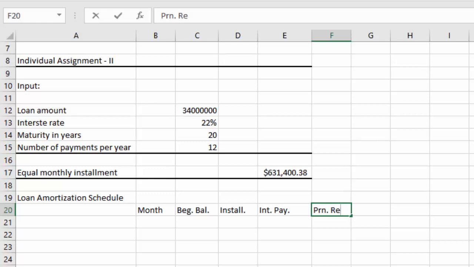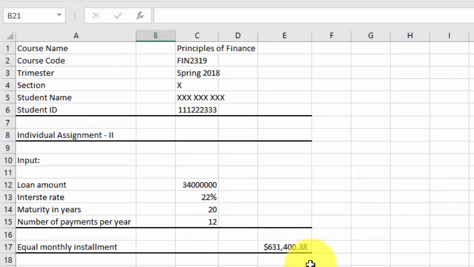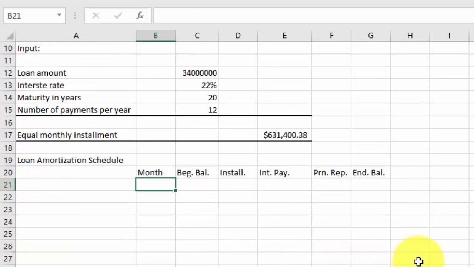Repayment, just say REP for repayment. Okay, so if we deduct the principal repayment from the beginning balance, then we will get the ending balance. Okay, fine. Now, because we have 240 months, let us start from 1. The first month is month 1, the second month is month 2.